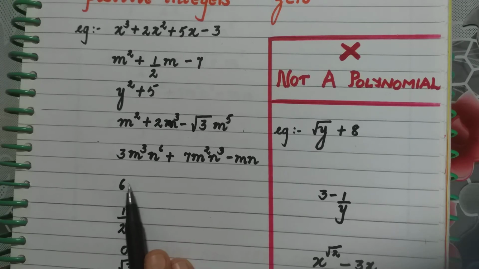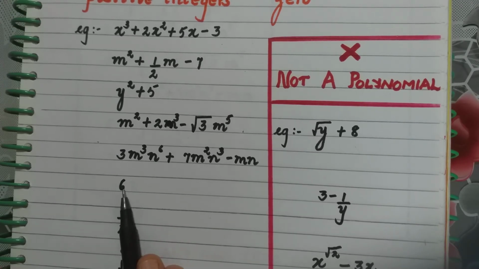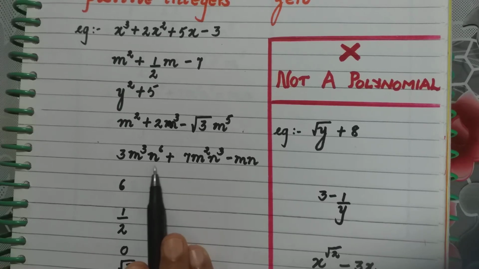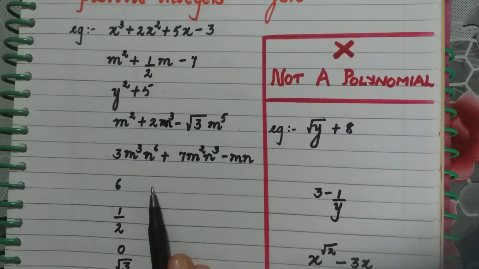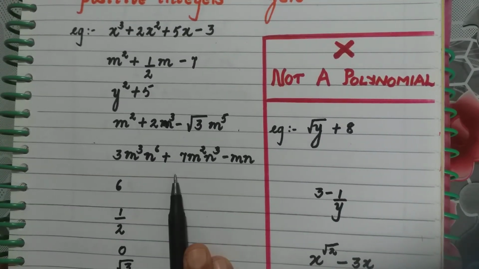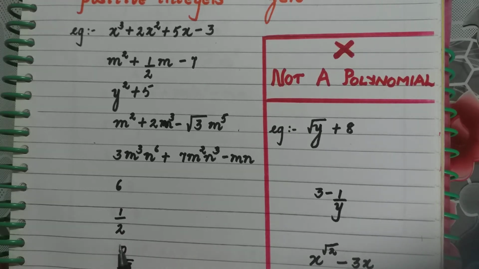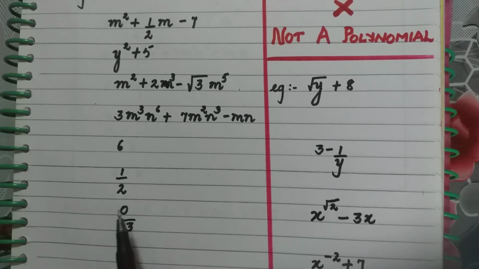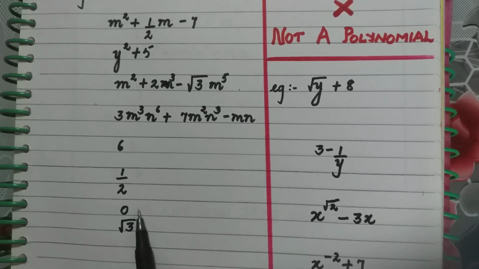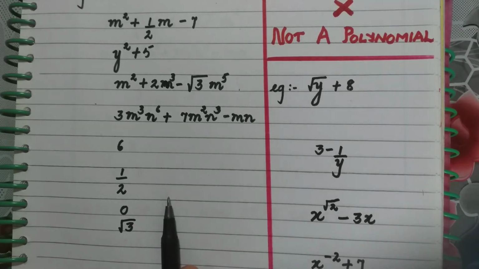What about 6? 6 here is 6 x raised to 0. So the power is 0. We said that if 0 is there, still it will be a polynomial. So 6 also is a polynomial. In the same way, when we write half, it is half x raised to 0. So again the power is 0. So still half will be a polynomial. What about 0? It is 0 x raised to 0, meaning 0 into 1, which is still 0. So 0 also will be a polynomial, and in the same way root 3 also will be a polynomial.